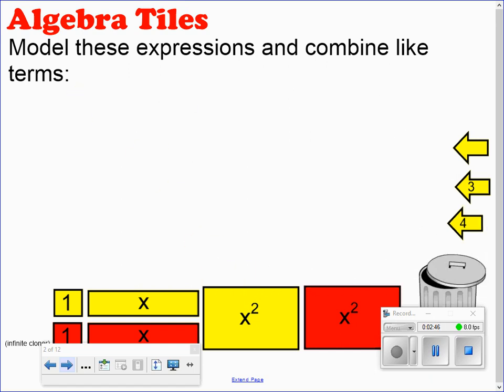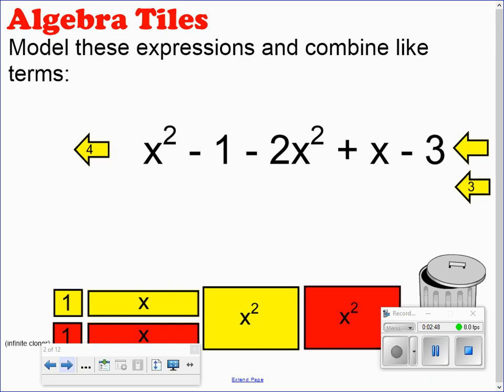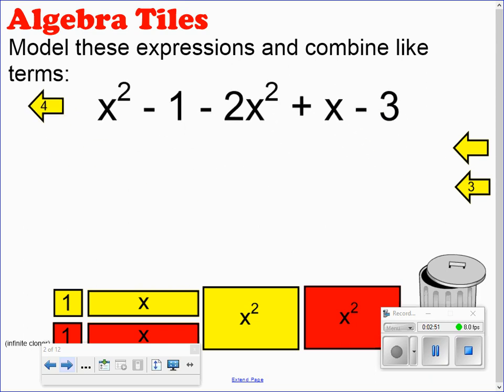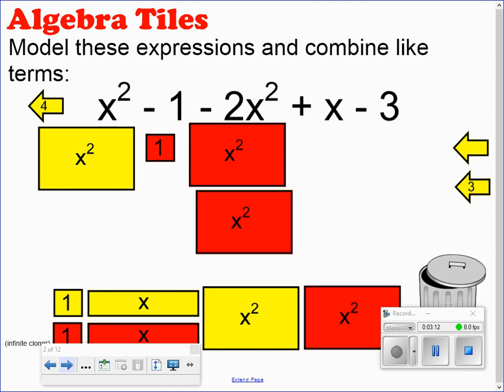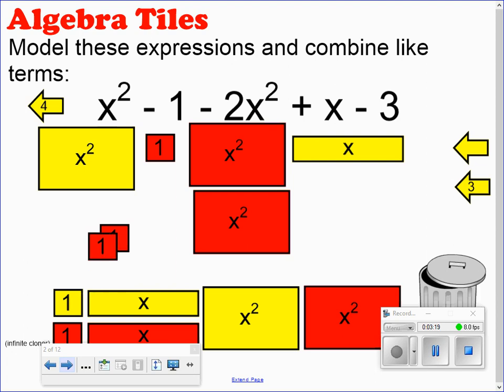All right, and let's model one more, just to see if we have a true understanding of what's going on. Now, let's look at this one. So here we have x squared minus x minus 2x squared plus x minus 3. So remember, anything that's positive is yellow, and we have our 1x squared here. We have a minus 1. We have minus 2x squared. So I'm going to have 2 of my negative x squareds plus x, and then minus 3. So minus our 3 constants.